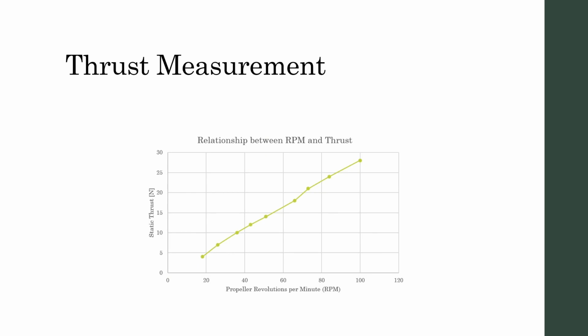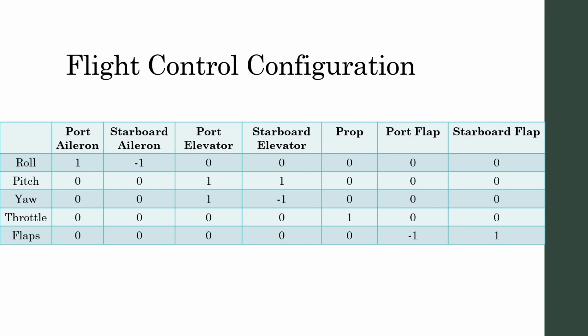The thrust measurement includes looking at the relationship between the revolutions per minute and the thrust. To do this, Unity was used in the static thrust mode, and the revolutions per minute of the aircraft were increased incrementally, and the static thrust was measured at each revolution per minute, allowing this to be plotted, allowing us to understand the relationship between the revolutions per minute and the static thrust. This graph also suggests that the maximum static thrust is around 28 newtons.